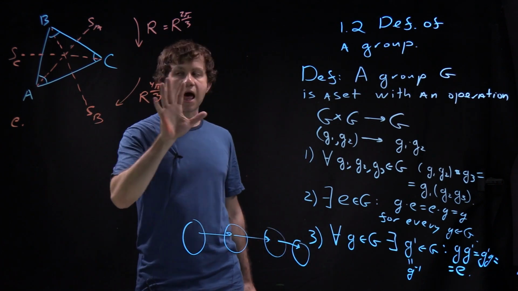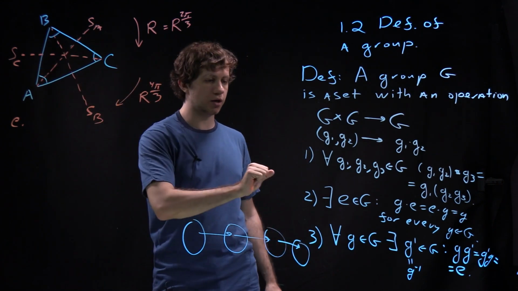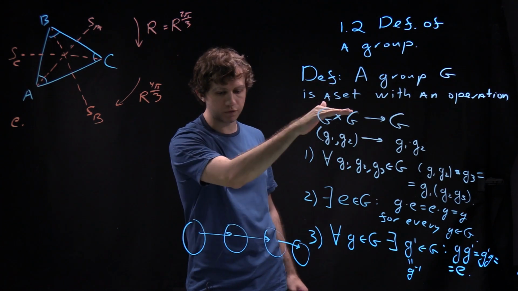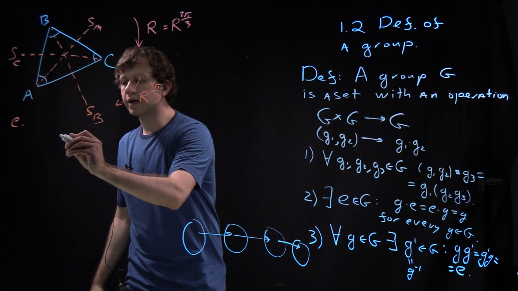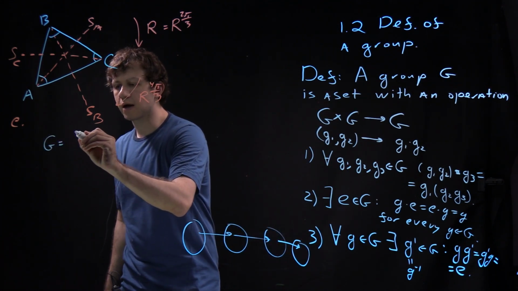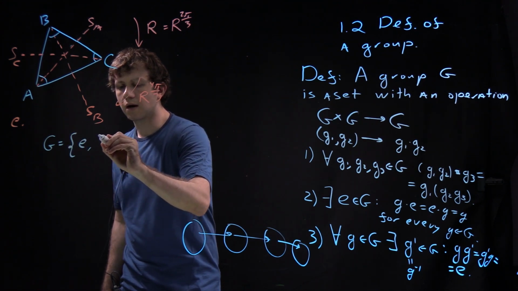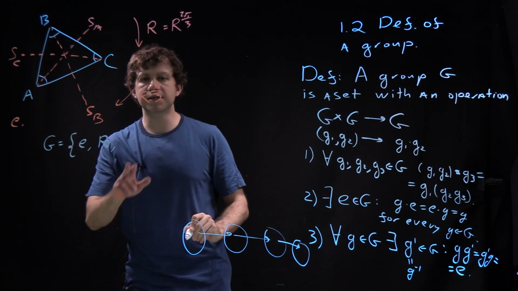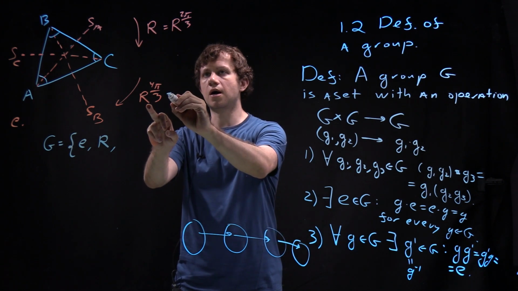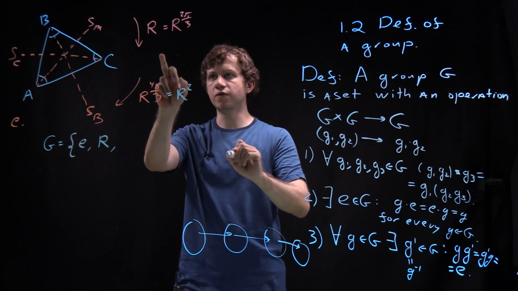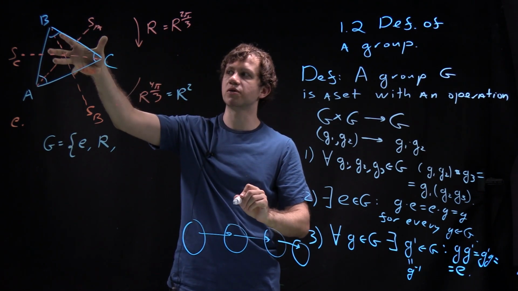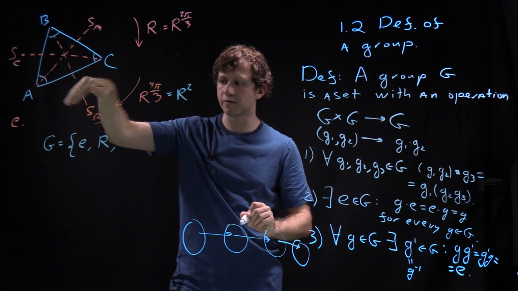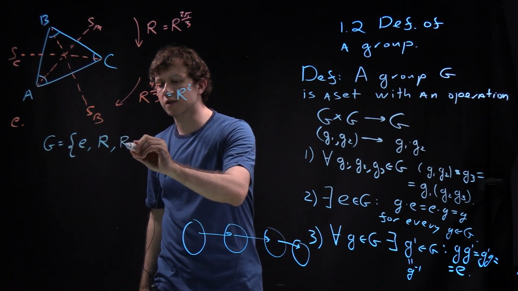Okay, so let's look at this group, this G, in particular, from the point of view of these axioms. So firstly, there are 6 elements here, and it's E, R. So then it's easy to see that this one is just R squared. If you do this rotation by 2 pi over 3 twice, you will rotate by 4 pi over 3. So this element is just R squared.